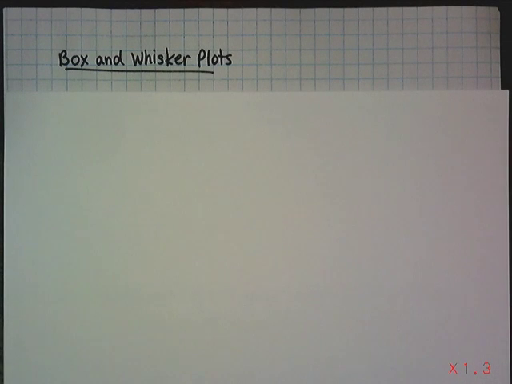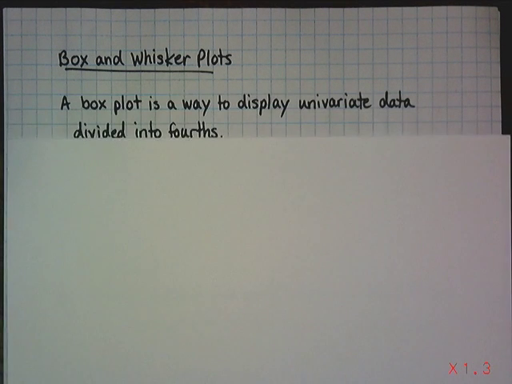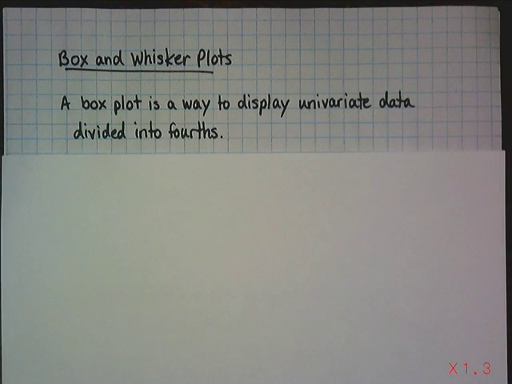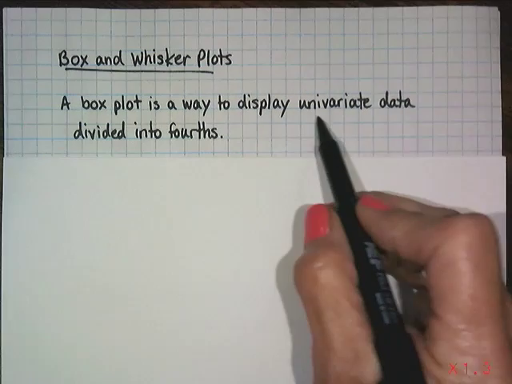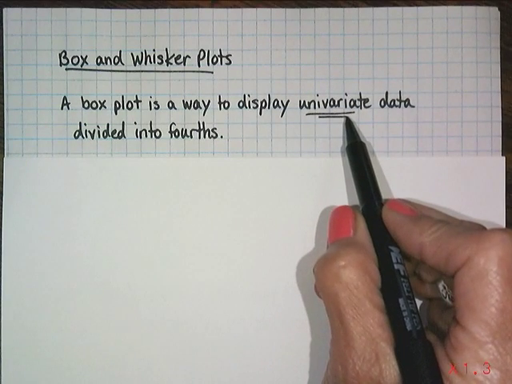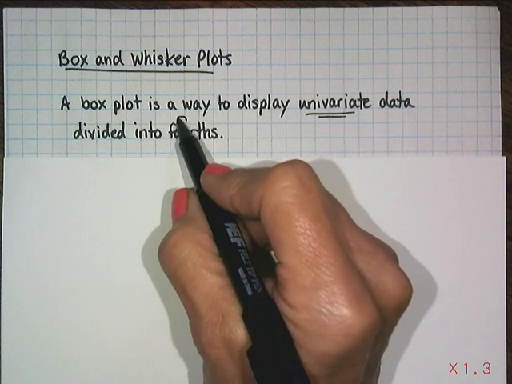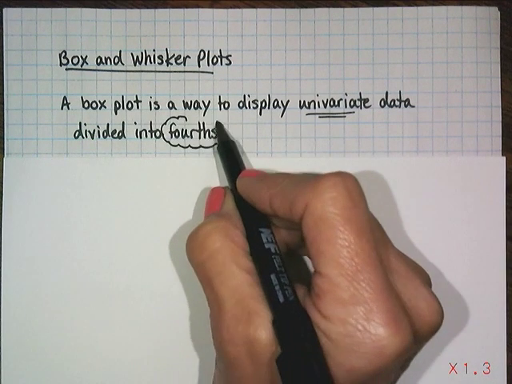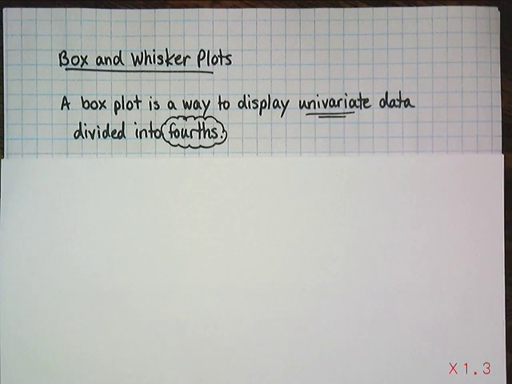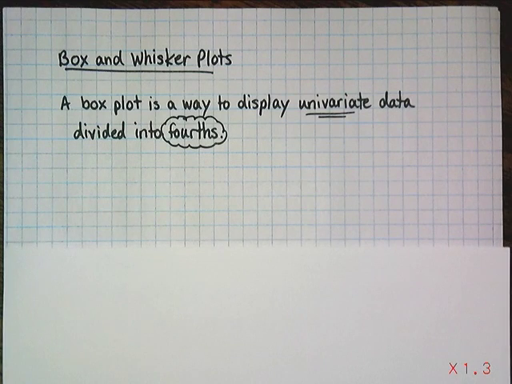In this video, I'm going to teach you what a box and whisker plot is and how to make one. What it is, is just a way to display univariate data divided into fourths. Remember, univariate data means one variable data, and the key is we're going to be dividing that data into four sections.